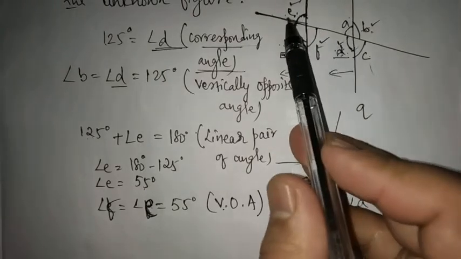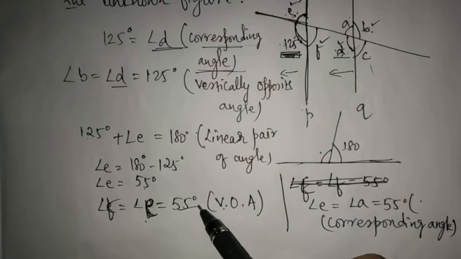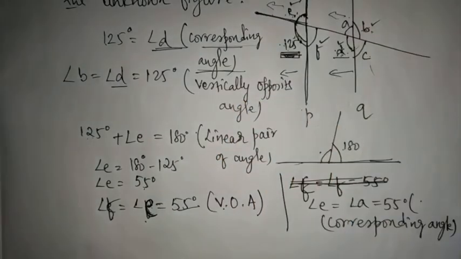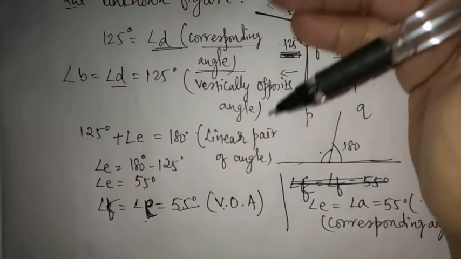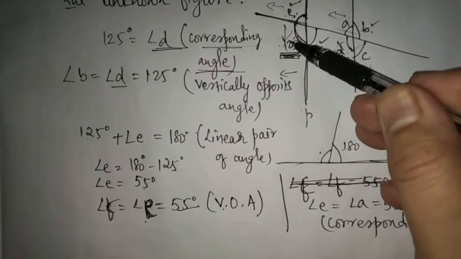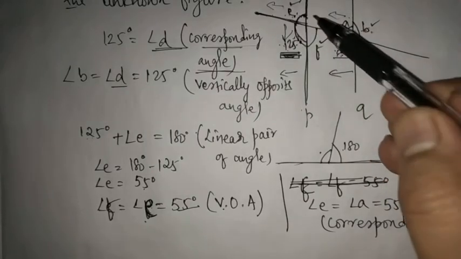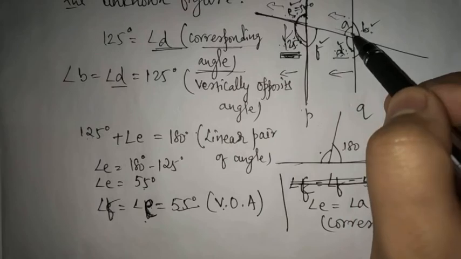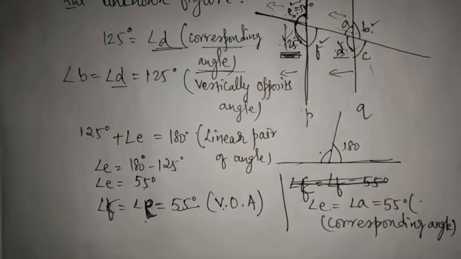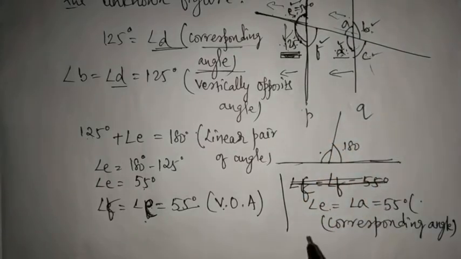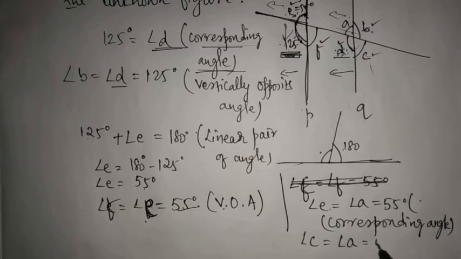You know the value of angle E, just now you have found, that is 55 degree, and angle E is equal to angle A. Why? They are corresponding angles. Just see, they are on the same position of the transversal line, that side. Over here it was this side of the transversal line, which is angle 125 degree is equal to angle D. Now angle E once you get, which is 55 degree, is equal to angle A, which is corresponding angle. Now similarly angle A, if you know, you can get the value of angle C, which is angle C is equal to angle A is equal to 55 degree.